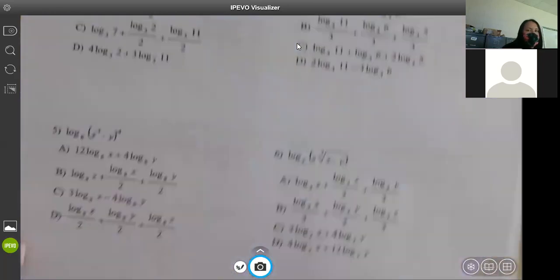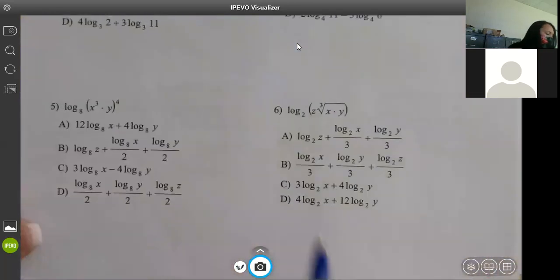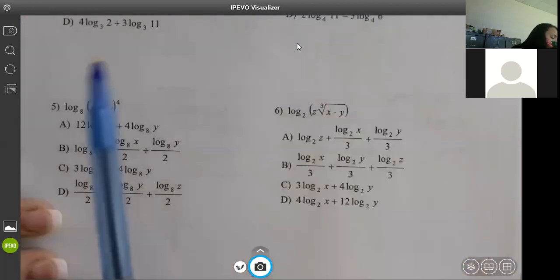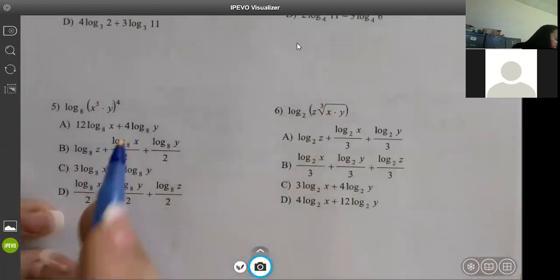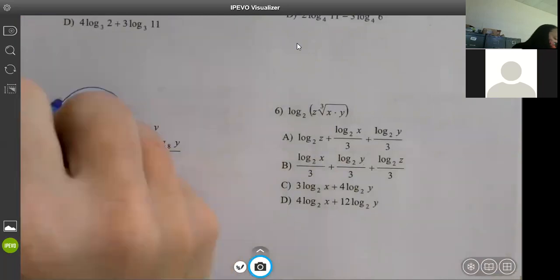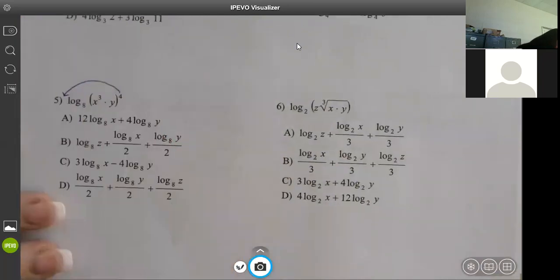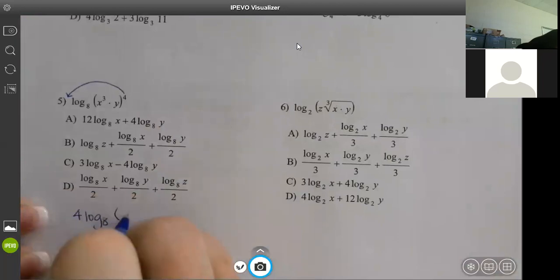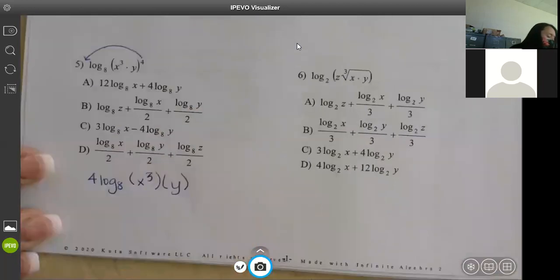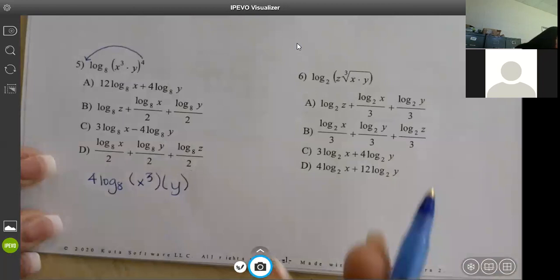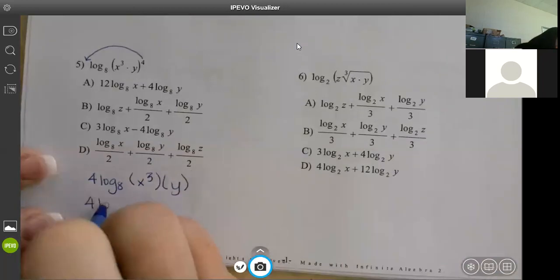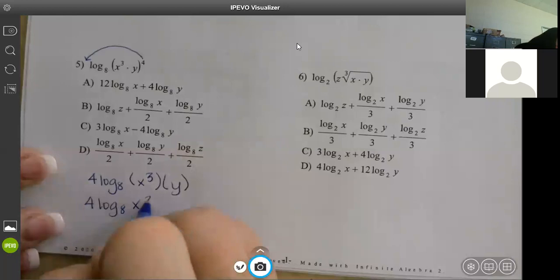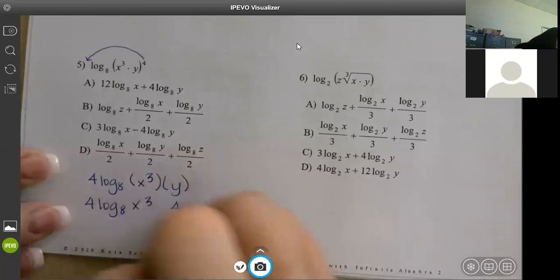Let's look at number 5 for a minute. Just look at number 5 for a minute. All right. So if we're trying to expand, remember the first thing we look for are powers that we can move to the front. So we're going to move this to the front. And then we have multiply, which is the same as add. You got to keep that 4 with both of those.